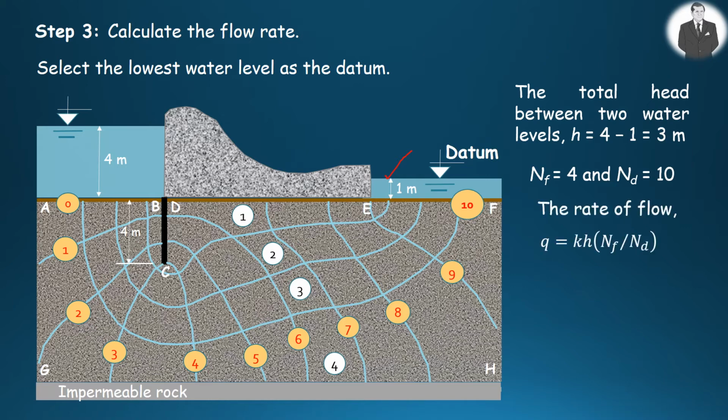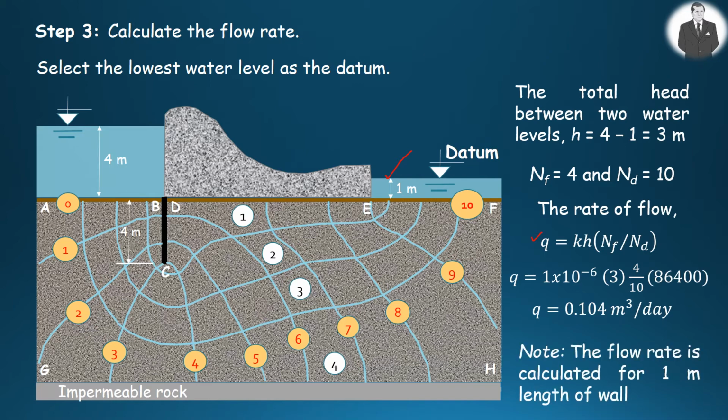Now, the rate of flow can easily be obtained using the equation given here. If we put all the related values in their places, then we get the rate of flow of water as 0.104 cubic meter per day. It is important to note that the flow rate is calculated for 1 meter length of wall.